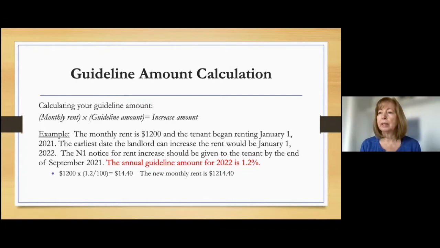When calculating the increase amount, simply take their monthly rent and multiply it by the appropriate guideline percentage for that year. For 2022, the guideline increase is 1.2%. For example, if your monthly rent is $1,200 a month, the allowable increase for 2022 is $14.40. When serving the N1 form, the new rent amount can be stated as $1,214.40 or $1,214. Do not round the amount up, as this is incorrect and would make it an illegal rent increase.